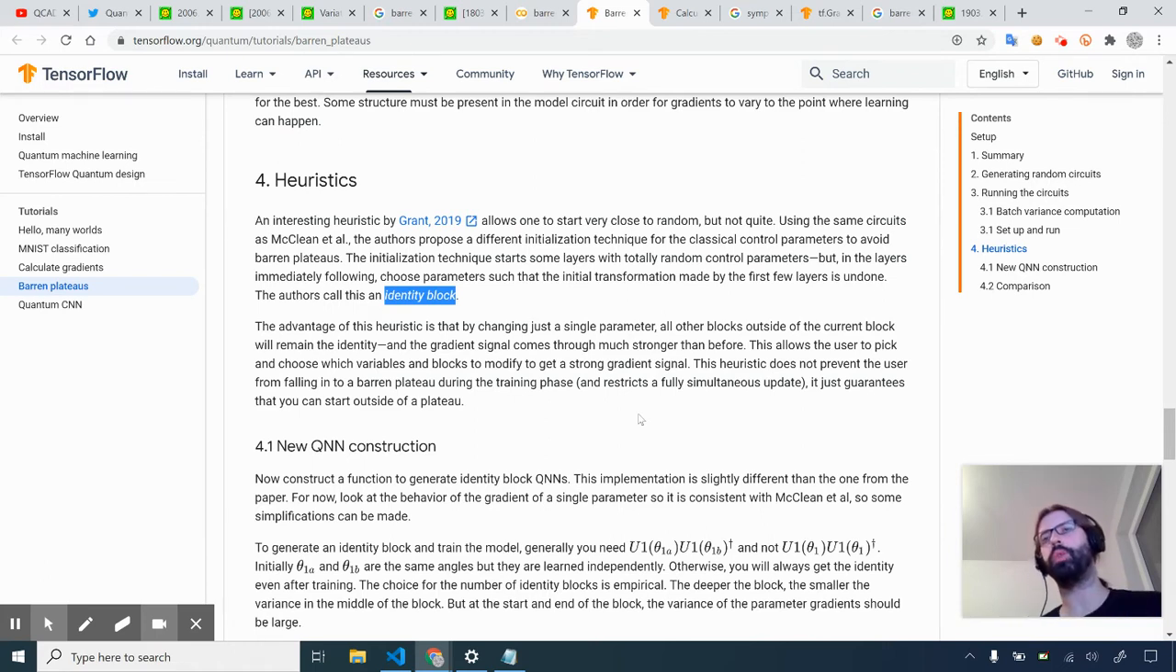Okay, so what you're doing is making layers that just cancel each other, so you can pick which parameter works better, right? So you start the testing with one parameter and then you tweak it and you can see the gradient for that parameter. Okay, the identity block. Okay, I don't know if I got it right.